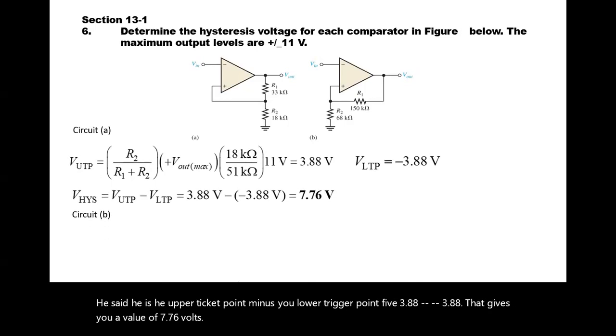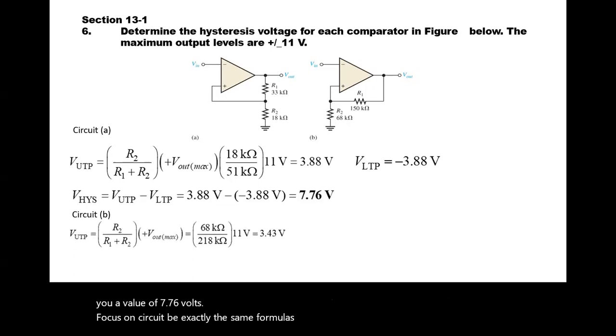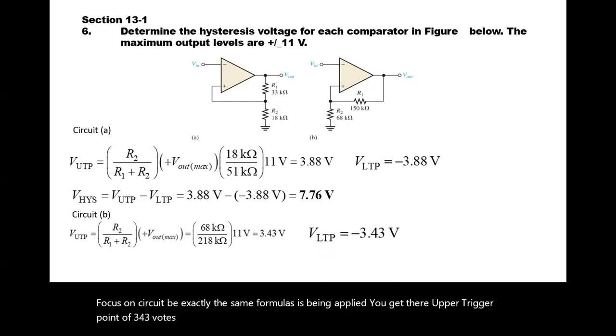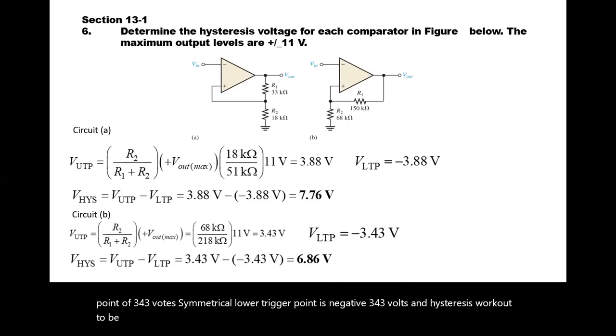Now focus on circuit B. Exactly the same formulas are applied. You get the upper trigger point of 3.43 volts. Symmetrical lower trigger point is negative 3.43 volts. And your hysteresis works out to be 6.86 volts.